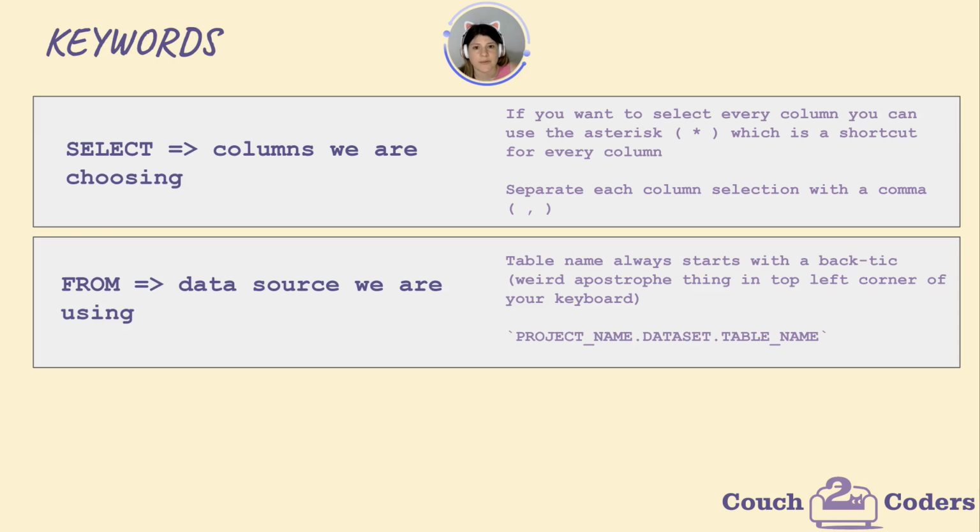The next keyword we're going to review is from. From tells BigQuery what data, what table we are looking at. So select says which columns I want. From tells us which table or which data I want to pull it from. Something to keep in mind with BigQuery tables is that they all follow a special format. The table names always start with a backtick. This little thing here, it almost looks like an apostrophe. And then it has something called a project name, a data set, and a table name. We'll break this down in a couple slides, but just keep that in mind.